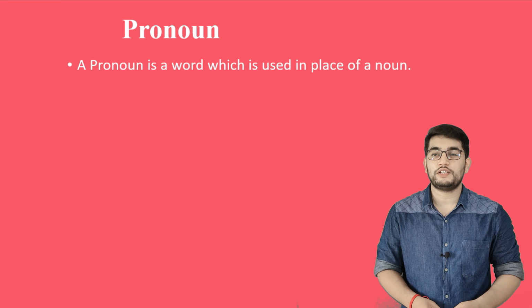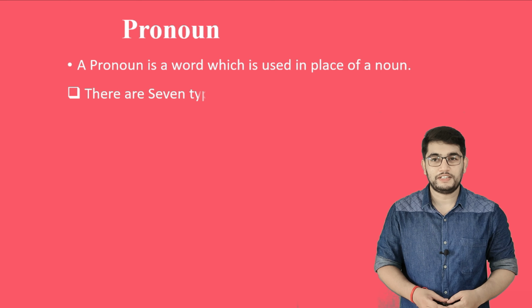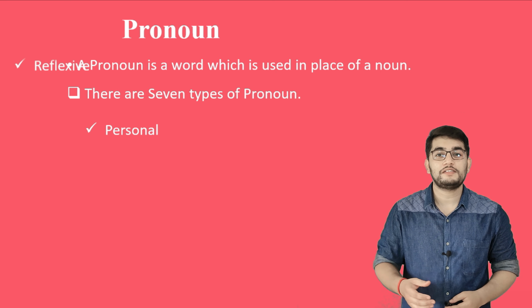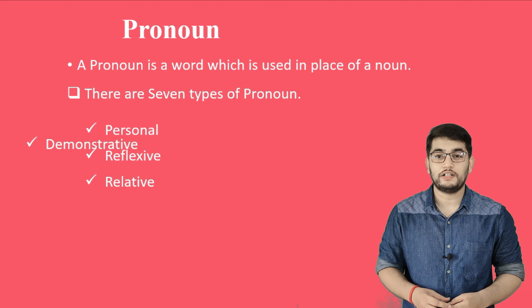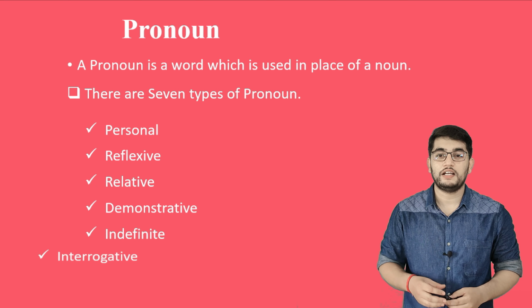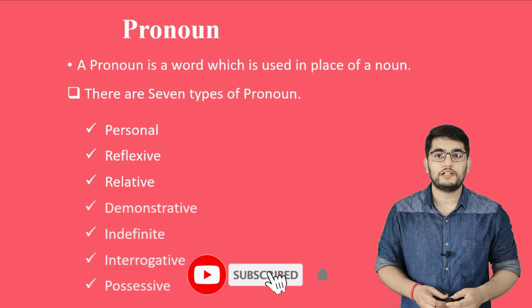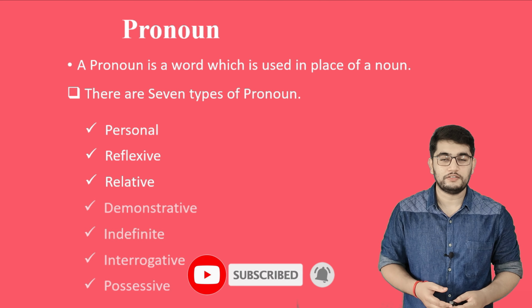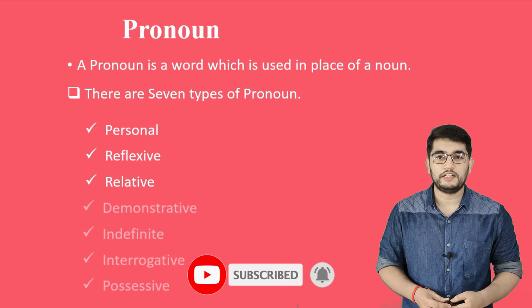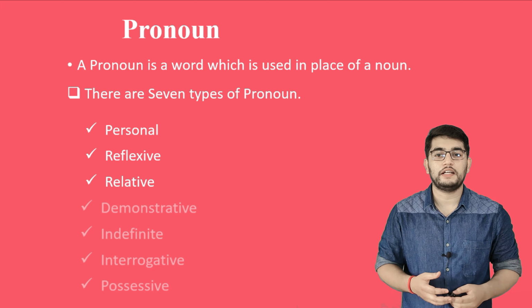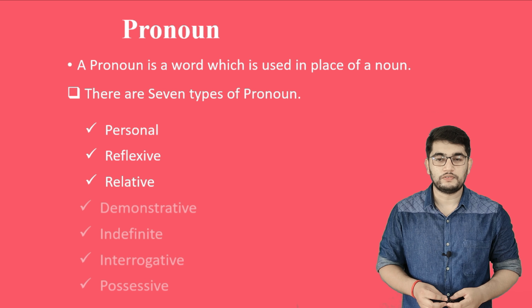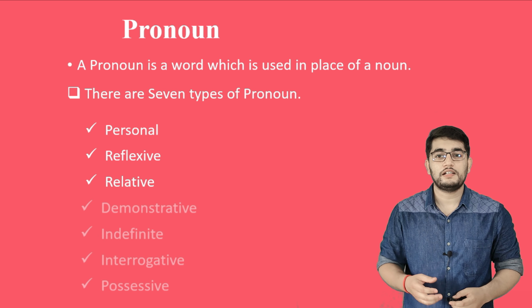Pronoun. A pronoun is a word which is used in place of noun. There are 7 types of pronoun. Those are personal, reflexive, relative, demonstrative, indefinite, interrogative and possessive. In the previous video we have studied personal, reflexive and relative. In this video we are going to study demonstrative, indefinite, interrogative and possessive. Let's start with the first, that is demonstrative.